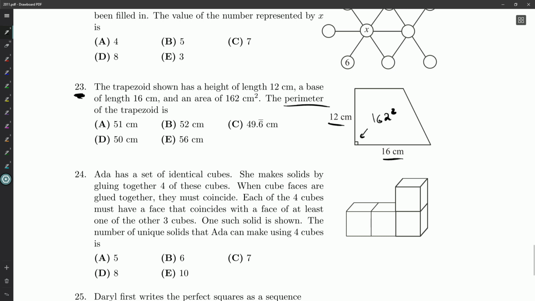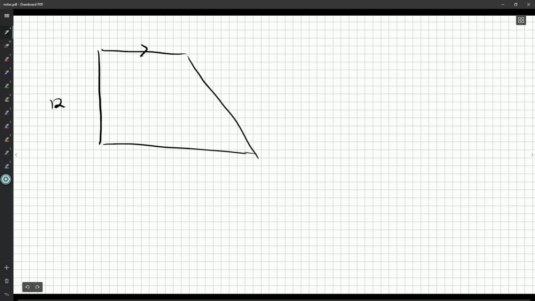Okay. So we got a height of 12, and we got 16 there. Now, it's a trapezoid. It's not just any old quadrilateral. Because it's a trapezoid, we know that one side is parallel to the other. So we get 12, but then this side here is parallel to the side length of 16.